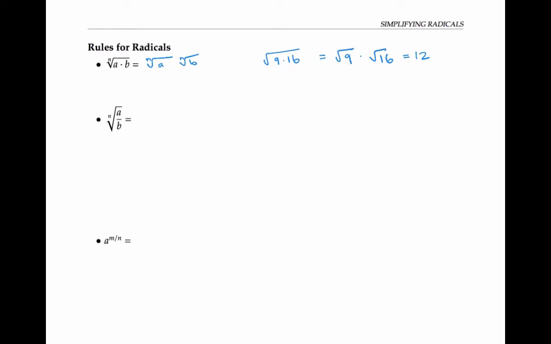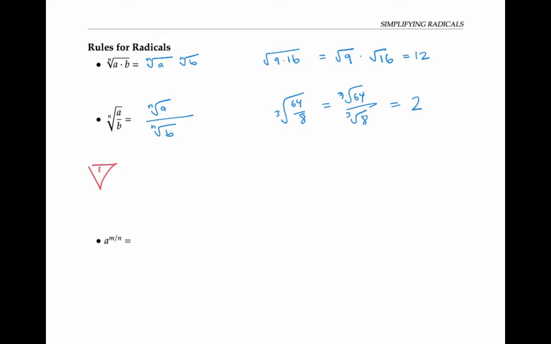Similarly, it's possible to distribute a radical sign across division. The radical of A divided by B is the same thing as the radical of A divided by the radical of B. For example, the cube root of 64 over 8 is the same thing as the cube root of 64 over the cube root of 8. And you can check that both of these evaluate to 2.